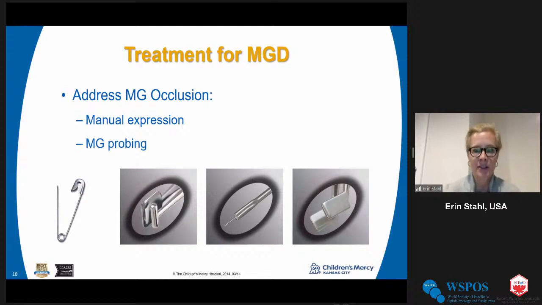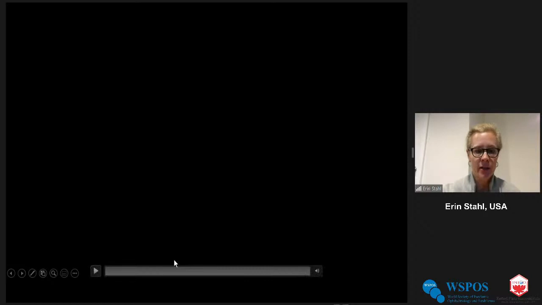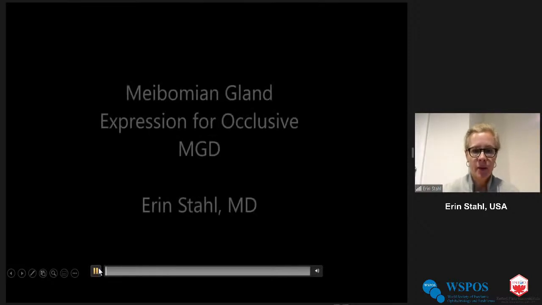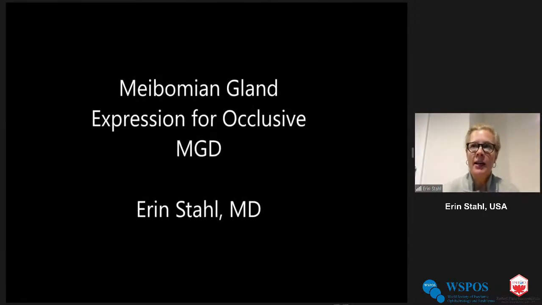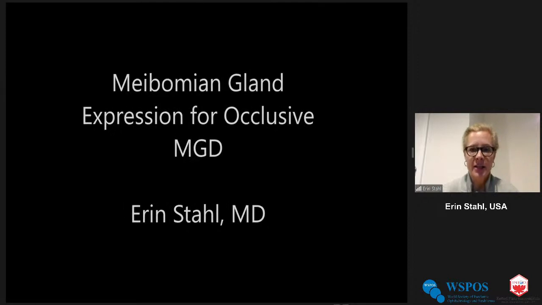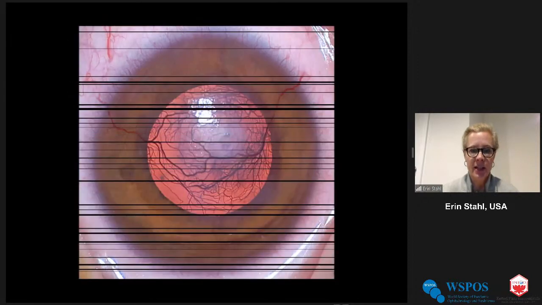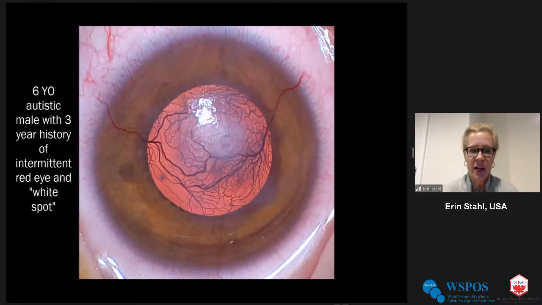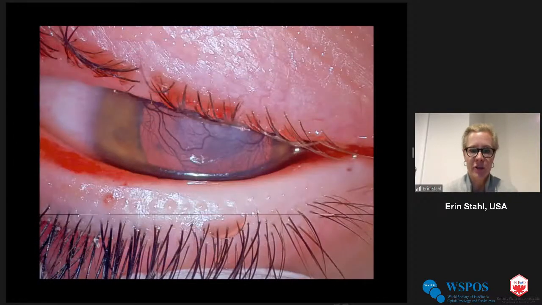I'm gonna see if I can get this video to work. All right, so like I said, it's probably 5 or 10 kids a year that I take to the OR to do this. This is a case of an autistic child who hadn't opened his eye in a long time, really bad ocular surface.